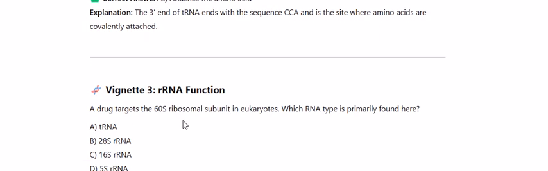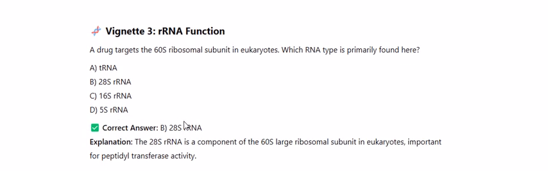Vignette 3. rRNA function. A drug targets the 60S ribosomal subunit in eukaryotes. Which RNA type is primarily found here? A. tRNA, B. 28S rRNA, C. 16S rRNA, D. 5S rRNA. Explanation: the 28S rRNA is a component of the 60S large ribosomal subunit in eukaryotes, important for peptidyl transferase activity.